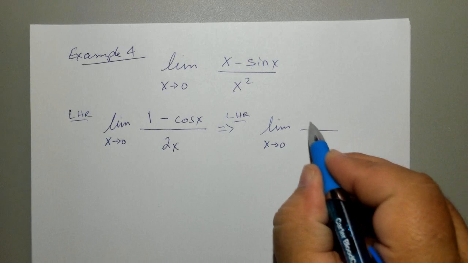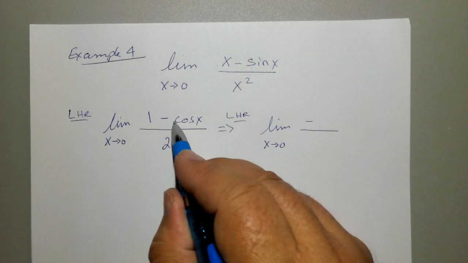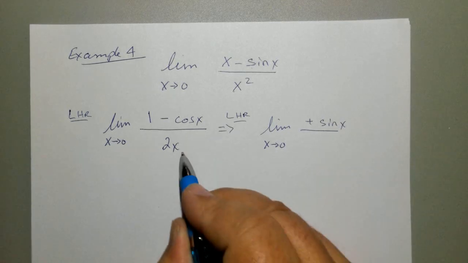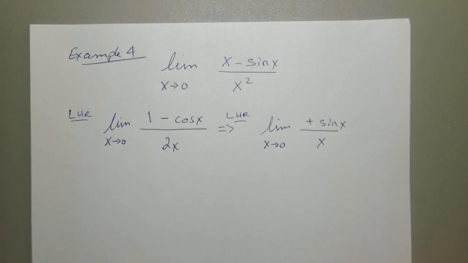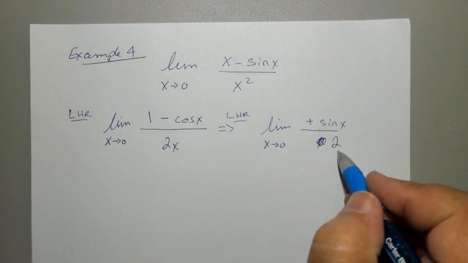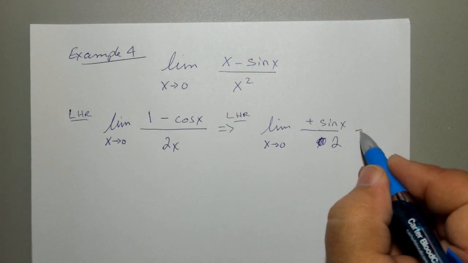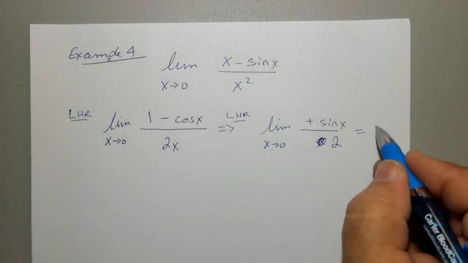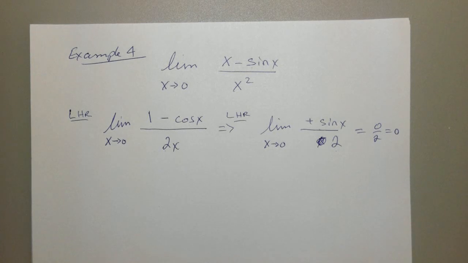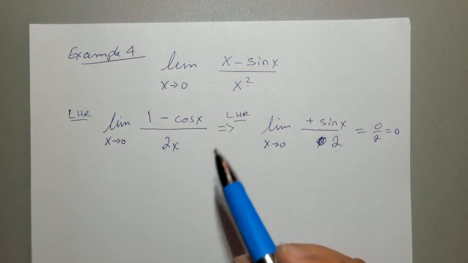Derivative of 1 is 0. Derivative of cosine is negative sine. Derivative of 2x is x. I mean 2. Sine of 0 is 0 over 2. So it is 0. Should have put 3 there. Oops.